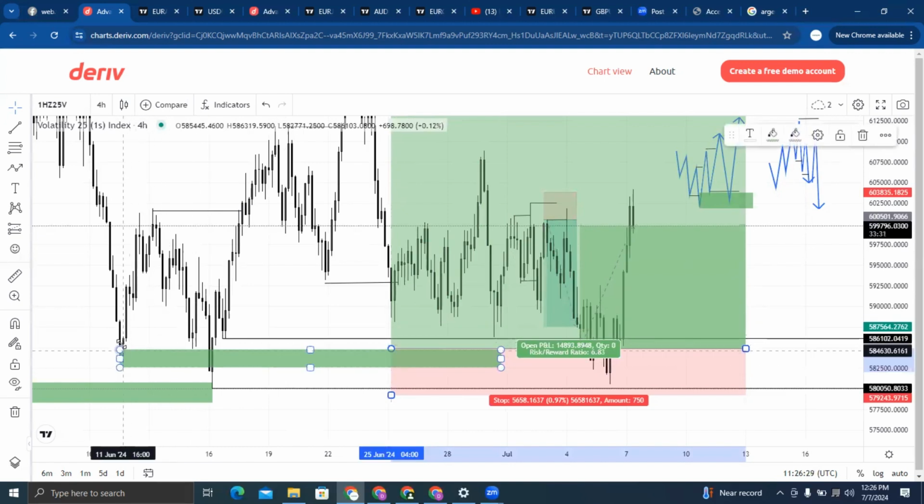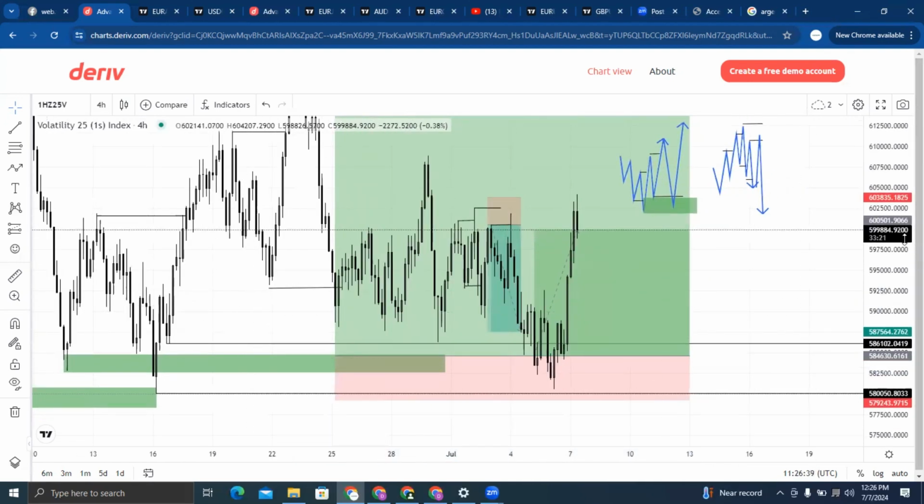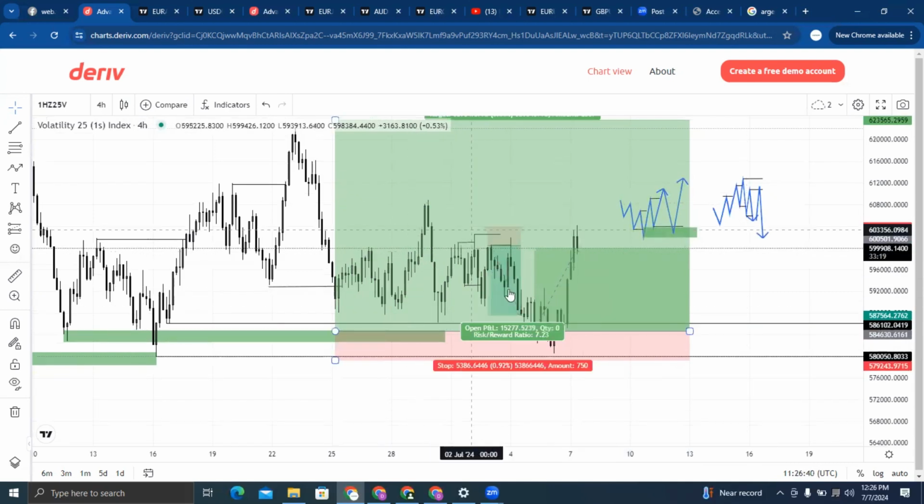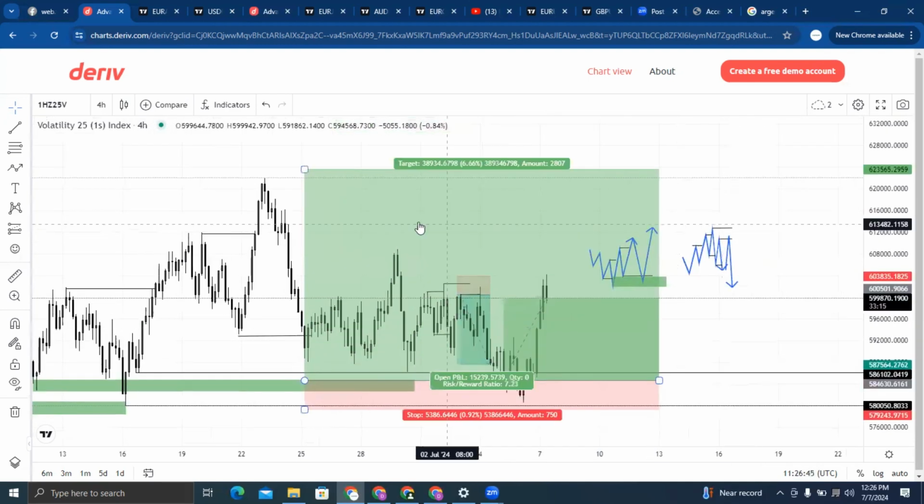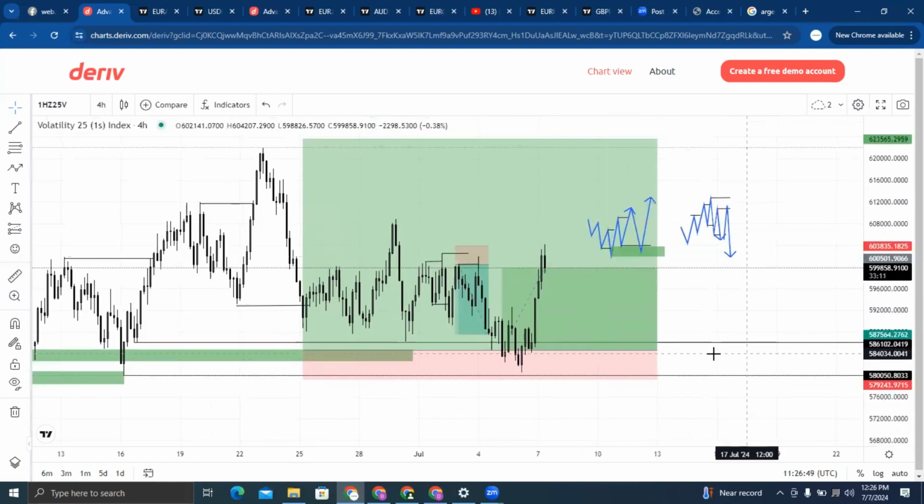I saw the clean wick here below my inducement area, so that was why I set my entry to this point. I can see price actually respected it, came back to that zone, and it's buying up right now. I expect price to reach here, but if it doesn't reach here, no problem. I can just go out with my 1:3 RR.